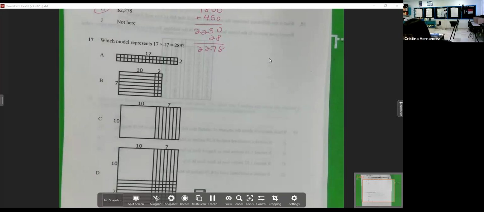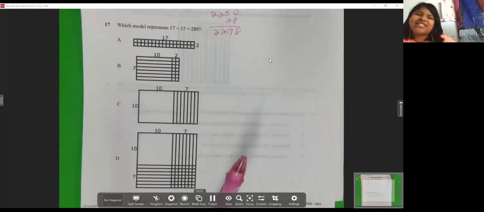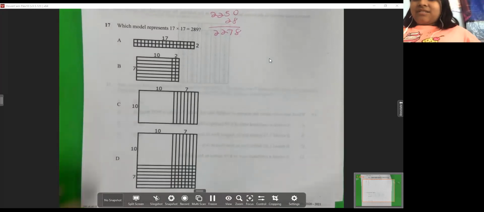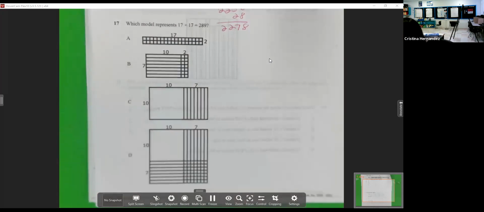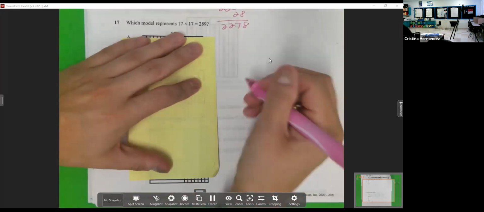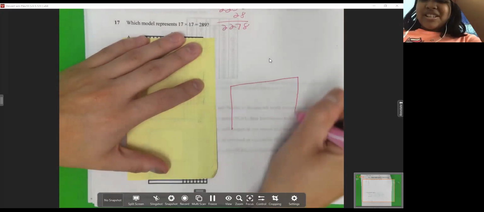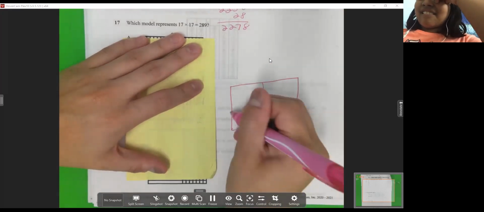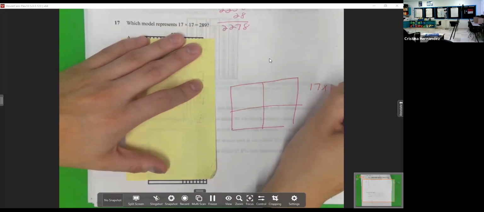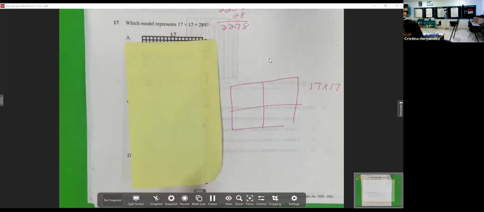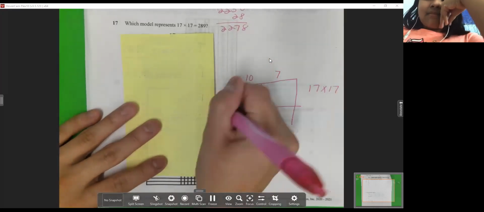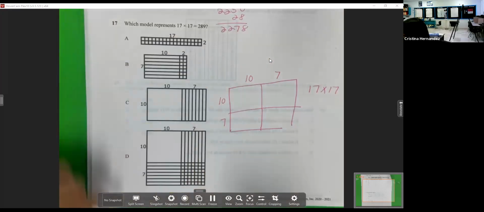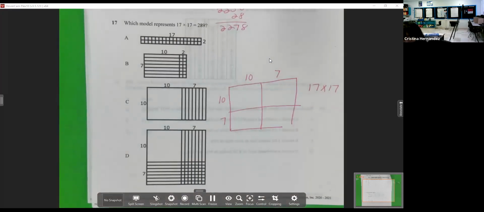All right. Who's ready for number 17? 17 times 17. So just like with our area model, we won't even look at these pictures. I don't want y'all looking at the picture. How would I break apart 17 times 17? 10 and 7, 10 plus 7. Which one of your pictures has that exact area model in it? D.